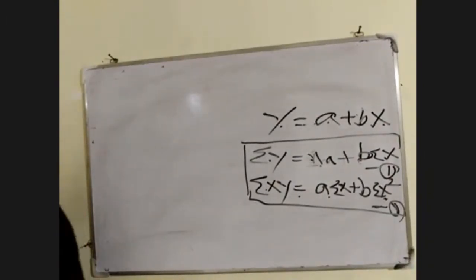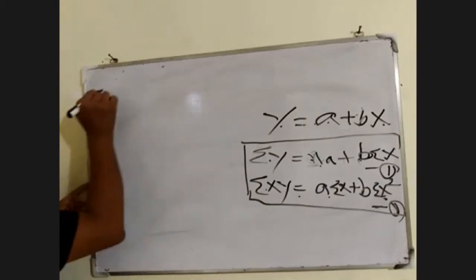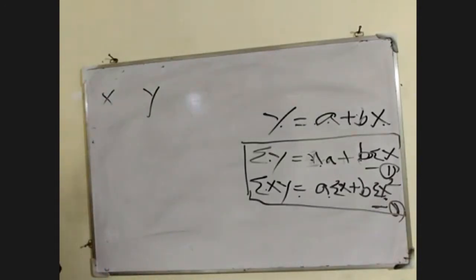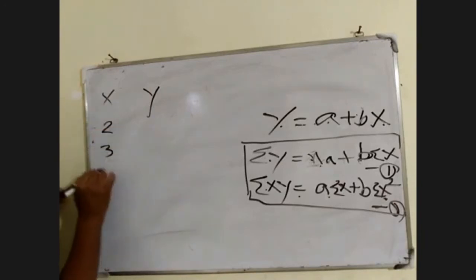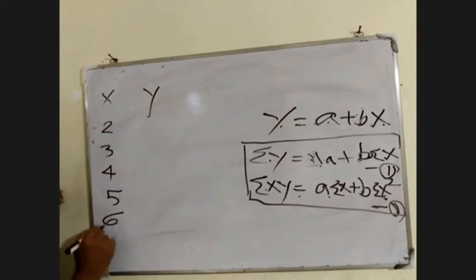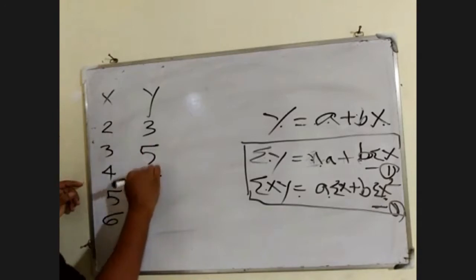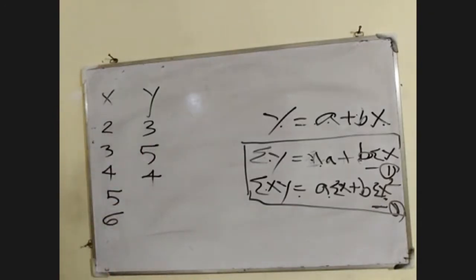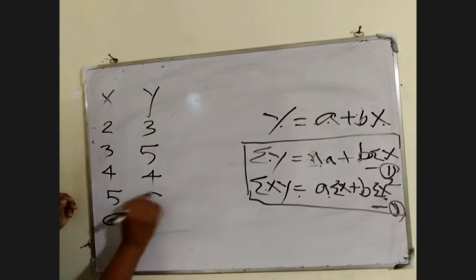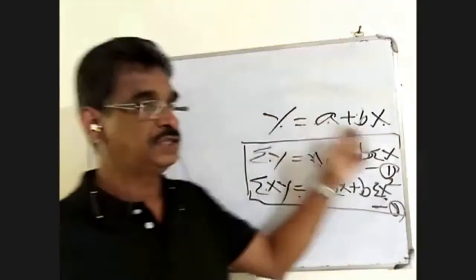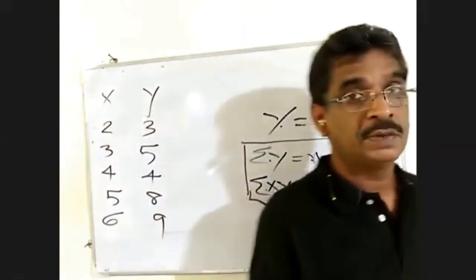The x values given are 2, 3, 4, 5, 6, and the y values are 3, 5, 4, 8, 9. We are going to fit a straight line of the form y is equal to a plus bx. They are asking about y on x.